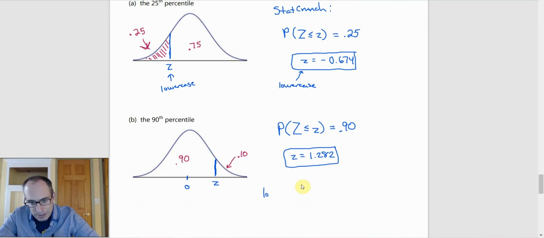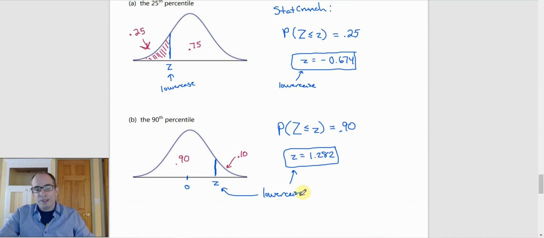And then the things that are in lowercase would be that little z and that little z. All right, so in order to get the percentile, it's a similar problem, but the other way around.